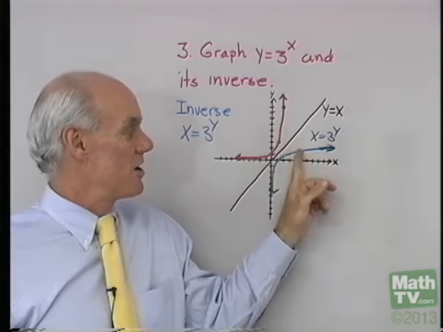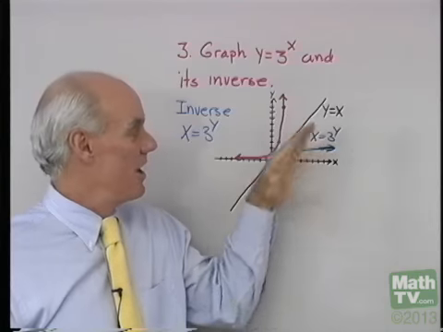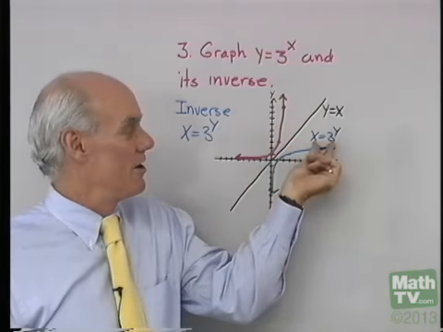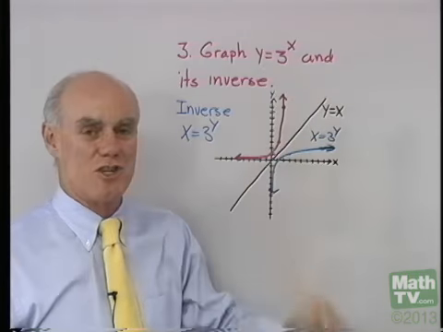So graphing a function and its inverse is pretty easy if we know the graph of the function. We simply take that graph and reflect it about the line y equal x to get the graph of the inverse. Finding the equation of the inverse from the equation of the function is also easy. We simply exchange x and y.